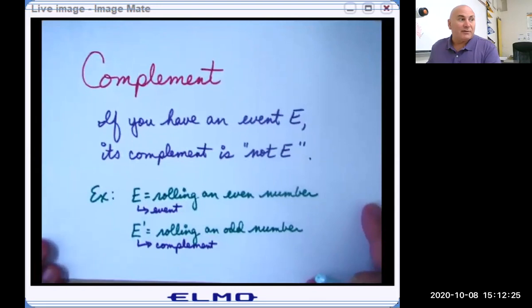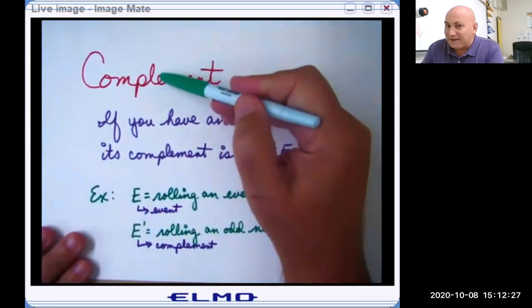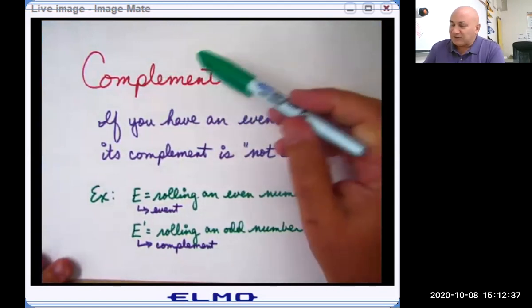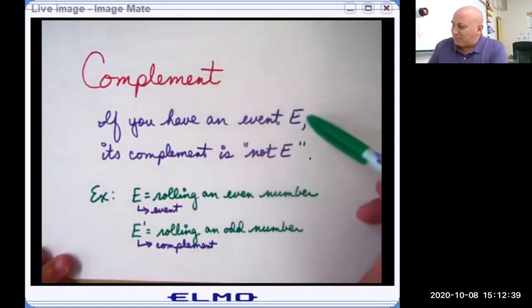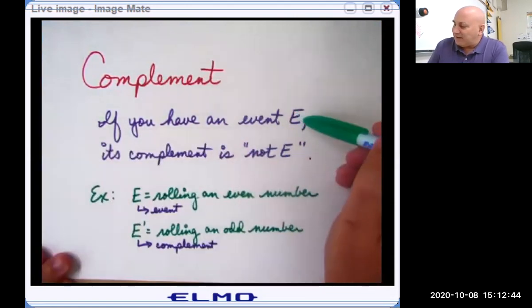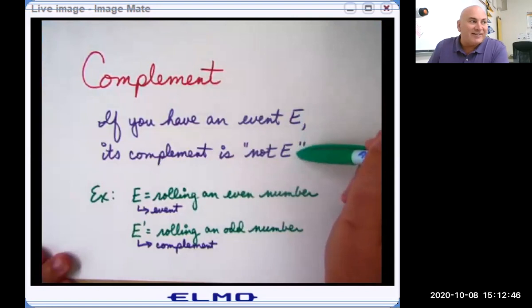Another vocabulary term is a complement. Not compliment with an I. Compliment is what you pay me for looking pretty. Oh, Mr. Miller, you look nice today. Why, thank you for the compliment. That's not this. This is a complement, and a complement means kind of the opposite of. So if you have an event E, the complement is not E.